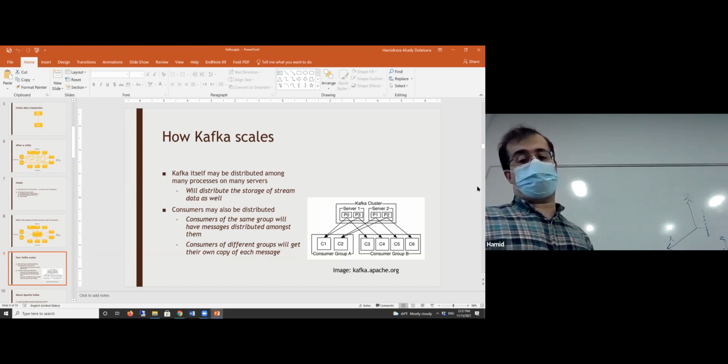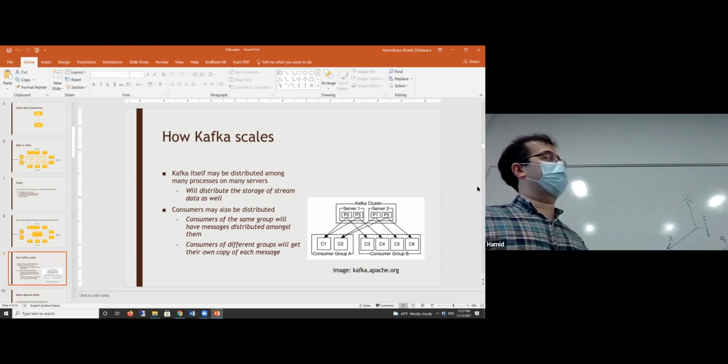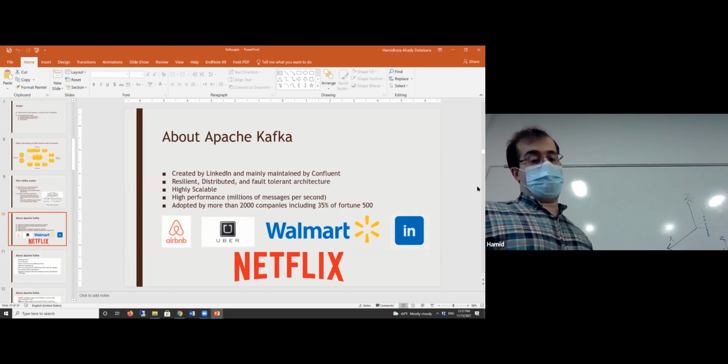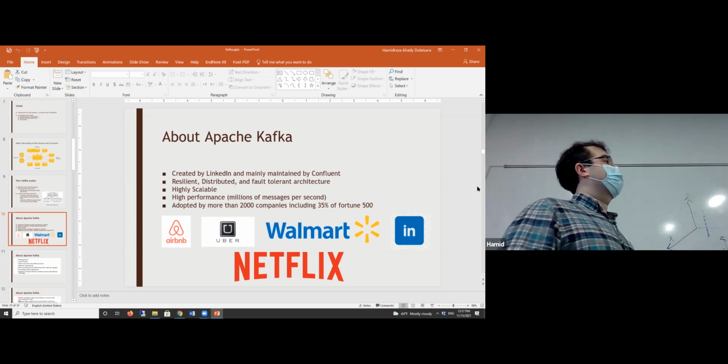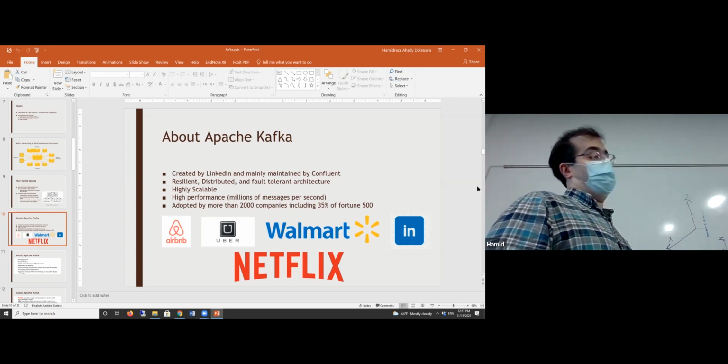Also, your consumers could be in different groups. So instead of each consumer separately, you might have a consumer group that gets similar data. Consumers within each consumer group maybe send and receive similar types of data. Okay, so hopefully by now you have seen some advantages of Kafka.